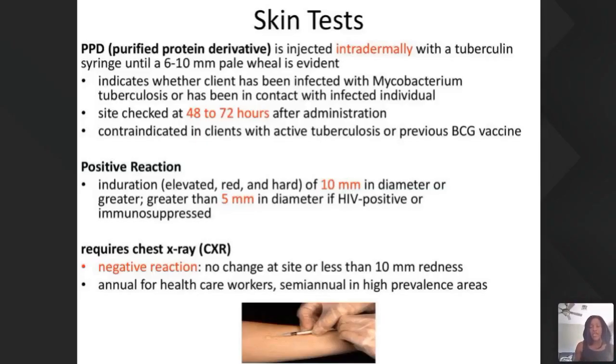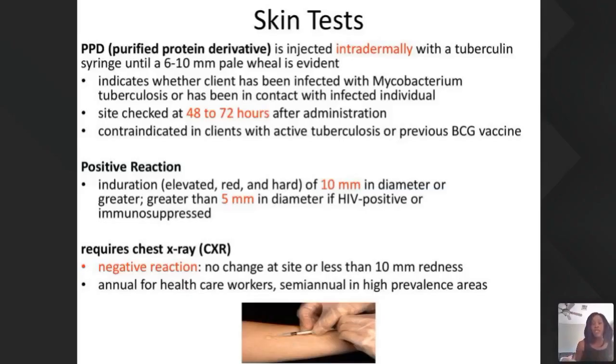Now, the chest x-ray. The chest x-ray does not say you have TB, so keep that in mind. The only way you diagnose TB is with the sputums. Three positive sputums, three separate mornings. The chest x-ray, we do that if you have a positive PPD. If you have a positive PPD, get the x-ray moving forward, okay? That's what we do from now on.